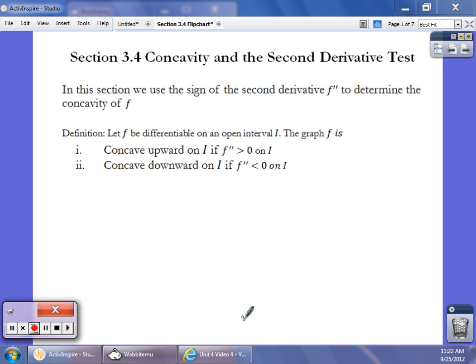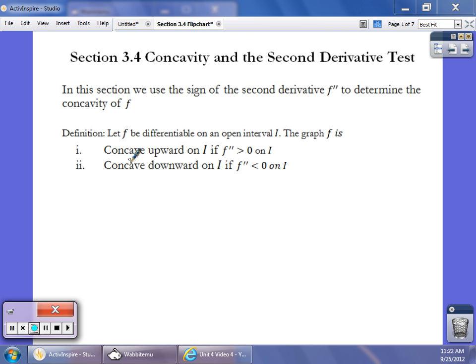Okay, welcome back. In this section, we're going to look at our second derivative test. Our second derivative test examines the concavity of the graph. I like to describe concavity as just whether it's concave up or concave down, basically will the graph hold water, or will it not hold water.